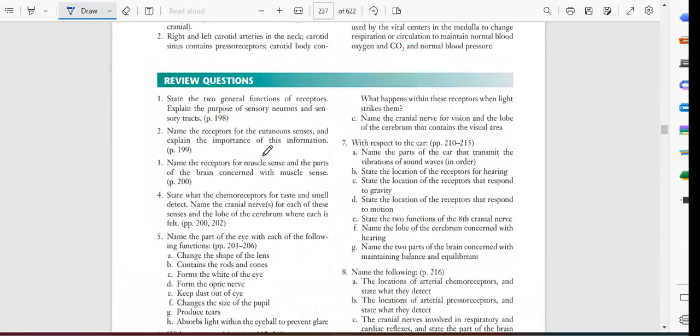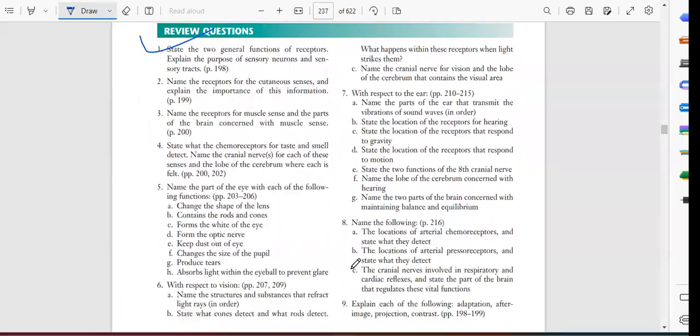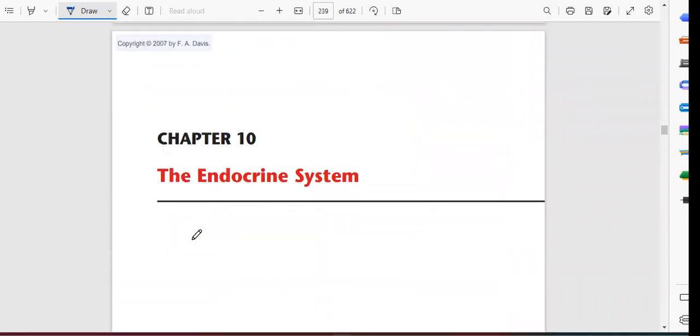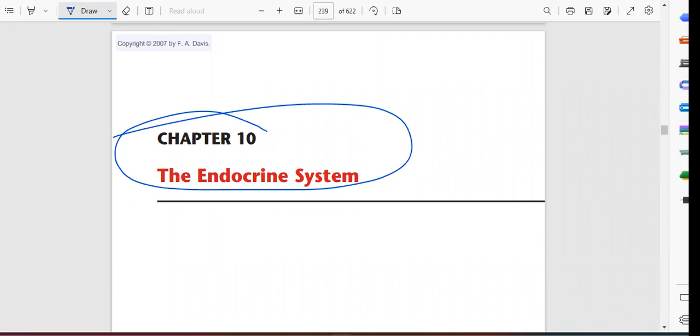We have the questions here. We have to answer all the 9 questions. Okay. Then the next chapter is the endocrine system, which we will start tomorrow.